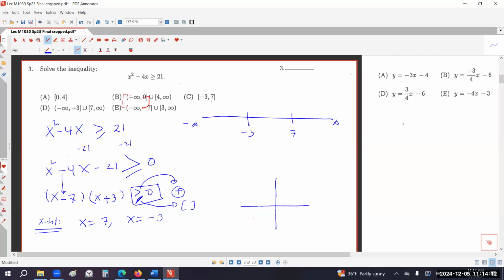Or you can simply draw a graph. It's a parabola. What type of parabola, upward or upside down? Upward, because our x squared is positive. So we have an upward parabola. Our two x-intercepts are negative 3 and positive 7. Bigger than 0 means above the x-axis. So which portion is lying above the x-axis? For this portion, the x values are here. What is the interval? Negative infinity to negative 3. And for this portion, this is the x value we have: 7 to positive infinity.